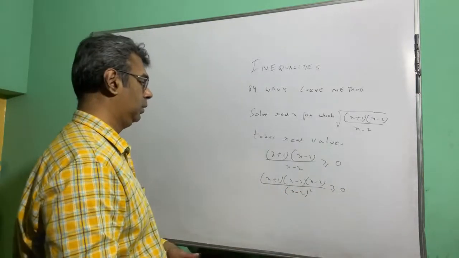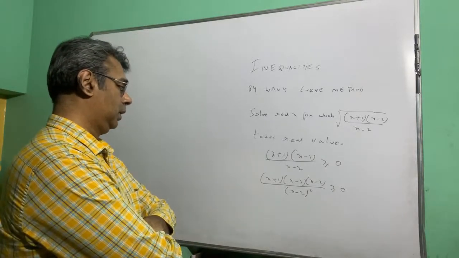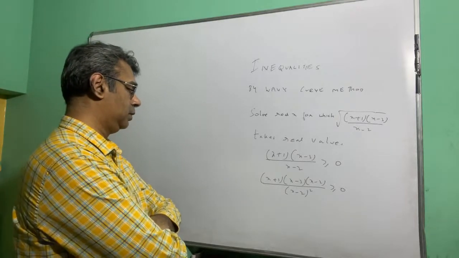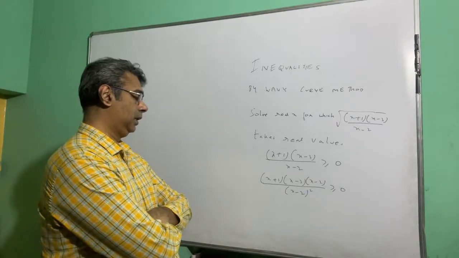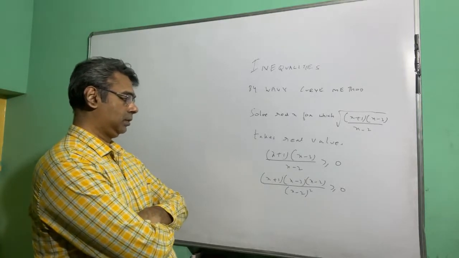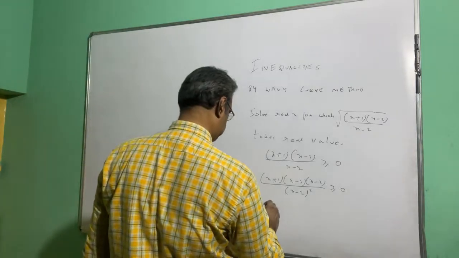So what you do is multiply above and below with x minus 2. So (x plus 1)(x minus 3)(x minus 2) by (x minus 2) whole square should be greater than or equal to 0, right?